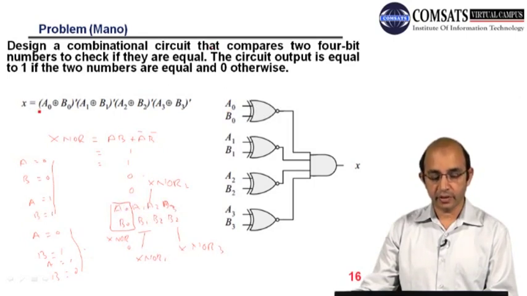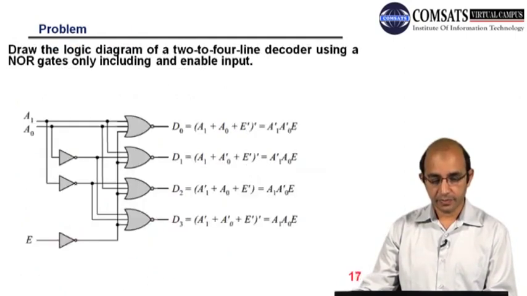So this is the Boolean expression. You can also have the idea that here we have ANDed all those different XNORs. So this is A0 XNORed with B0, A1 XNORed with B1, A2 XNORed with B2, and they all are ANDed. So this is the AND gate representing the output.